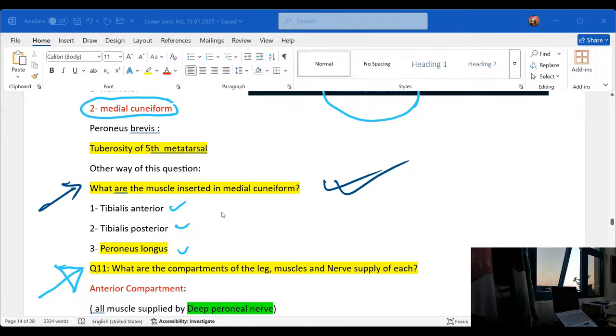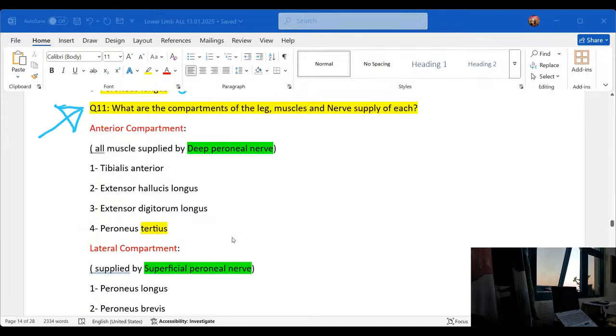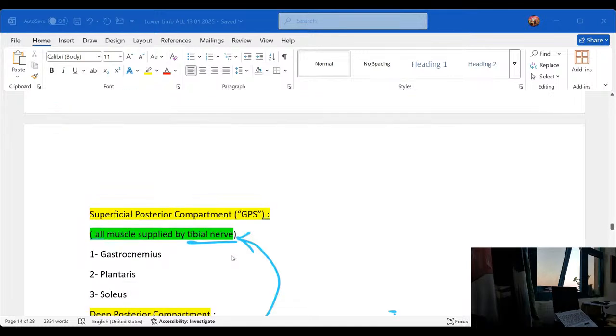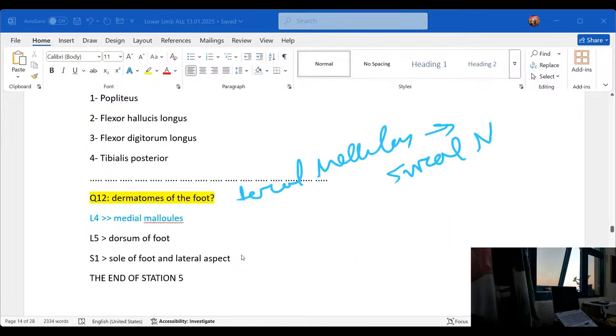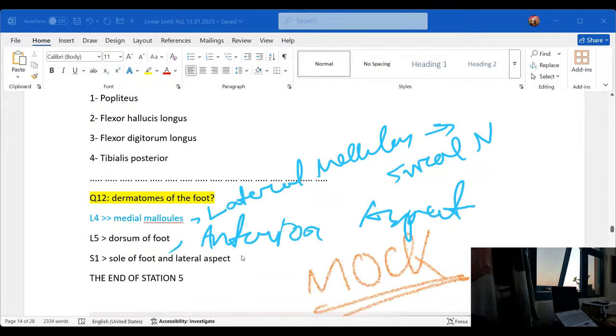Anterior compartment: what is the nerve? Deep peroneal nerve. Lateral compartment: superficial peroneal nerve. Posterior compartment: superficial and deep compartments, both by the tibial nerve. Dermatomes: medial malleolus L4, dorsum of the foot L5, and sole of the foot S1.